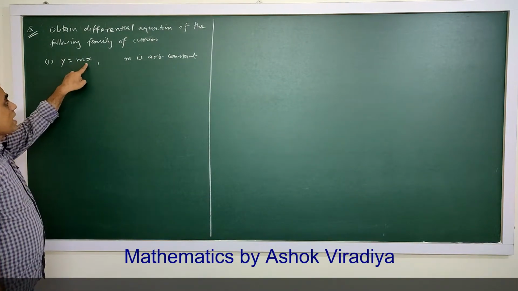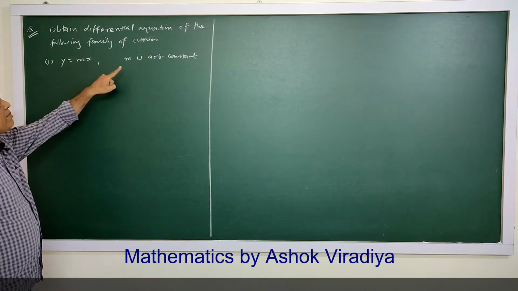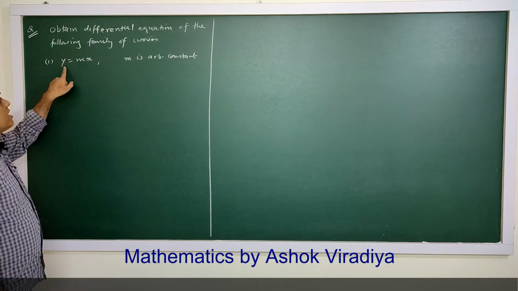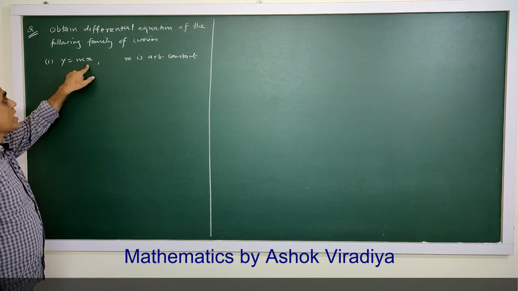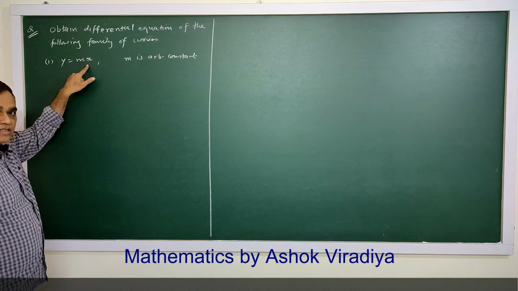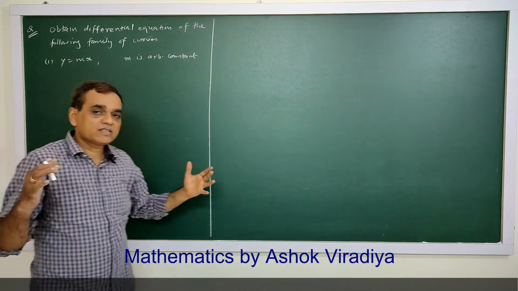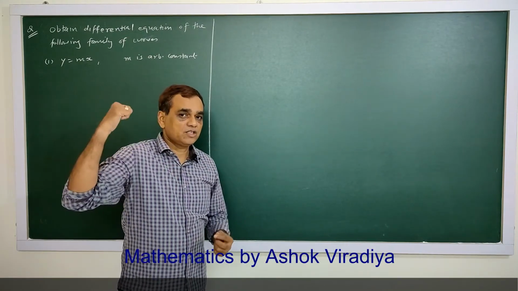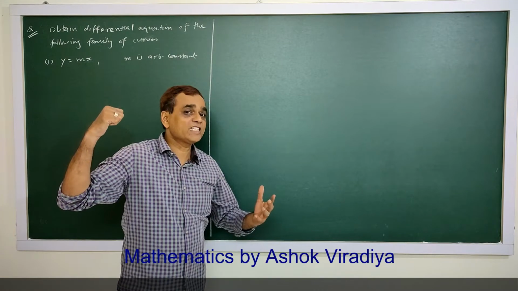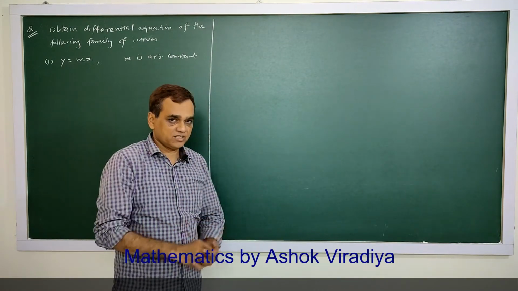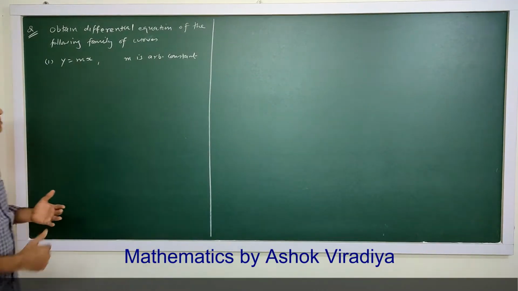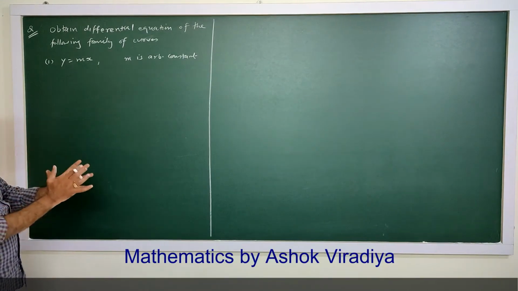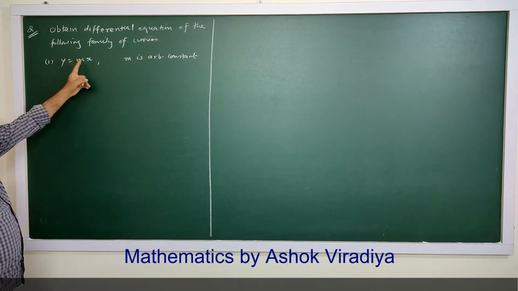See, y equal to mx, m is an arbitrary constant, this can be any real number: y equal to 1x, y equal to 2x, y equal to 3x. So these are lines passing through the origin. So this family represents all the lines passing through the origin, and we want a differential equation whose general solution is y equal to mx.